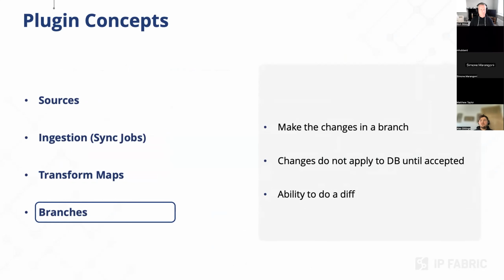And the next one is branches. When we make a change, we don't push it straight to production. We make a branch, like a Git branch, using the staged changes functionality in NetBox. We apply all the changes. Then at the end, we'll be able to see what the differences are. So you'll be able to see what IP Fabric says the network is and how it's different to what NetBox represents.